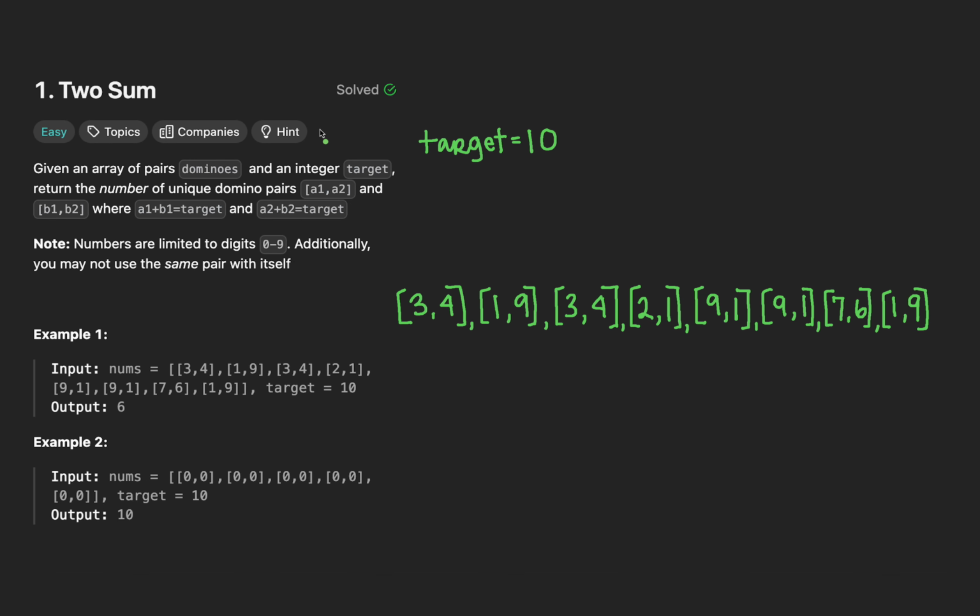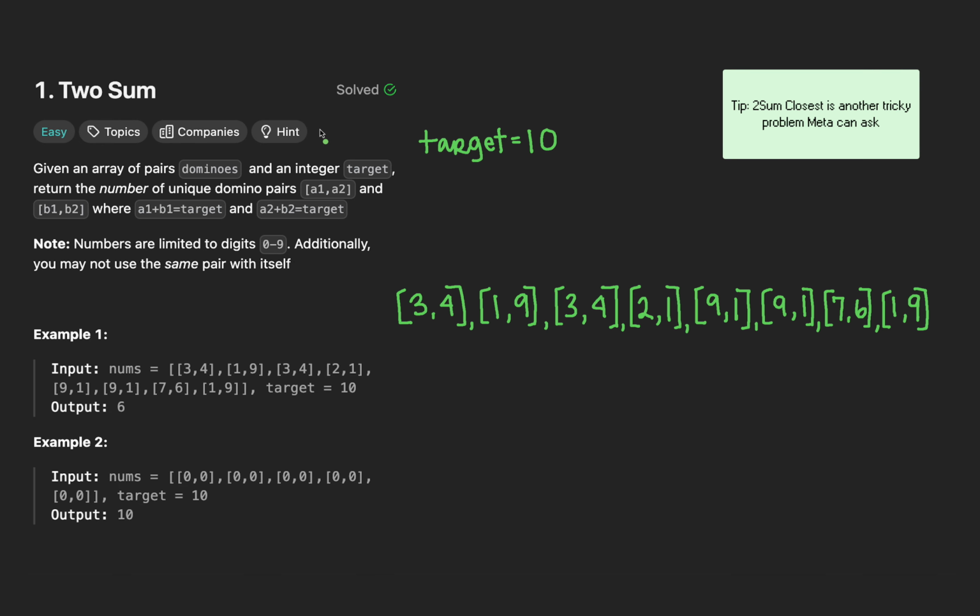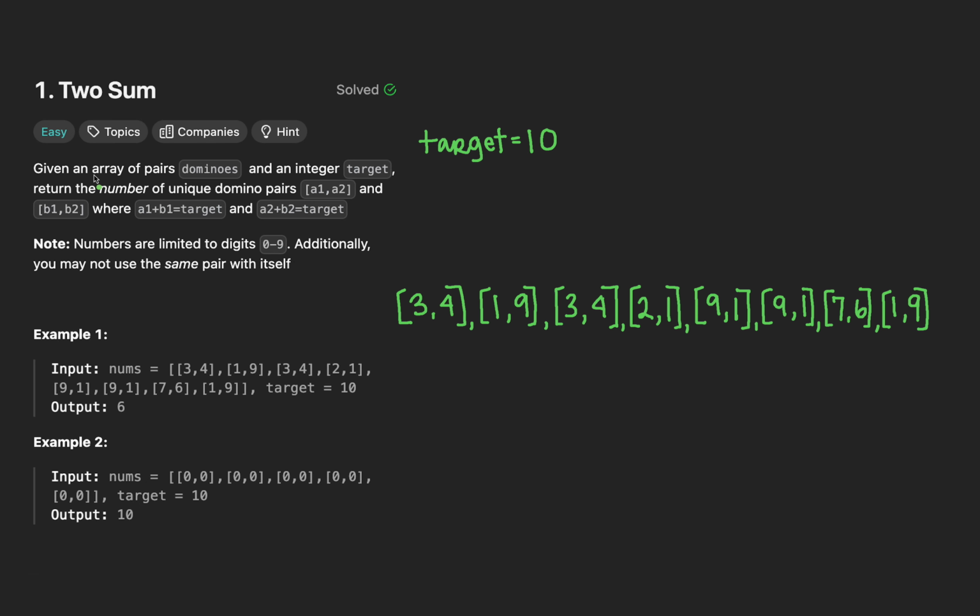Hello, it's Summer. I'll be going over another variant that is the most complicated version of twosome that Meta could ask. Let's go ahead and read over the problem statement. So we're given an array of pairs called dominoes and an integer target.